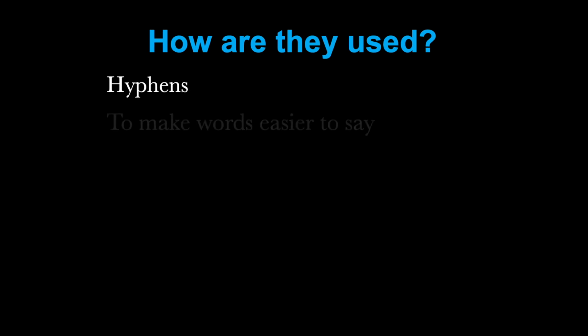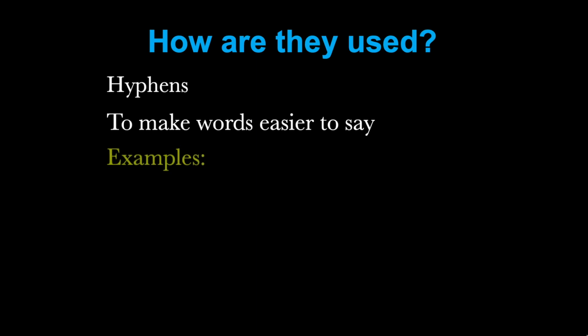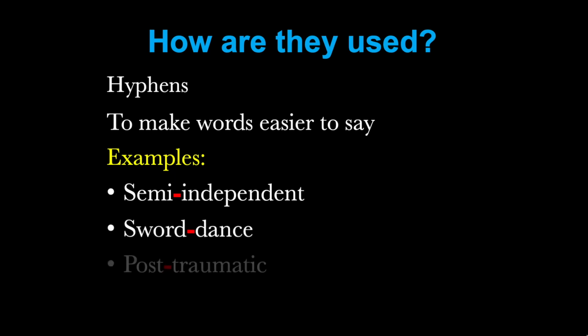We also use hyphens to sometimes make words easier to say, especially when different parts of a word end and begin with the same letter. We get something called letter collision. Look at these examples. Semi-independent, with the 2 I's clashed together. The hyphen makes it easier to say. Similarly, sword-dance and post-traumatic.